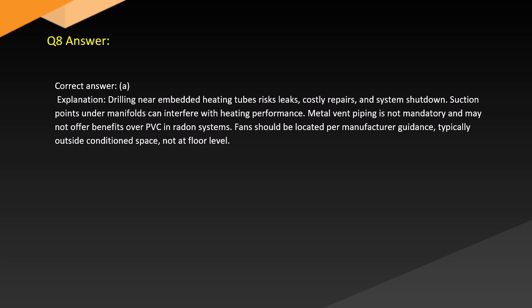Answer. Correct answer: A. Explanation. Drilling near embedded heating tubes risks leaks, costly repairs and system shutdown. Suction points under manifolds can interfere with heating performance. Metal vent piping is not mandatory and may not offer benefits over PVC in radon systems. Fans should be located per manufacturer guidance, typically outside conditioned space, not at floor level.